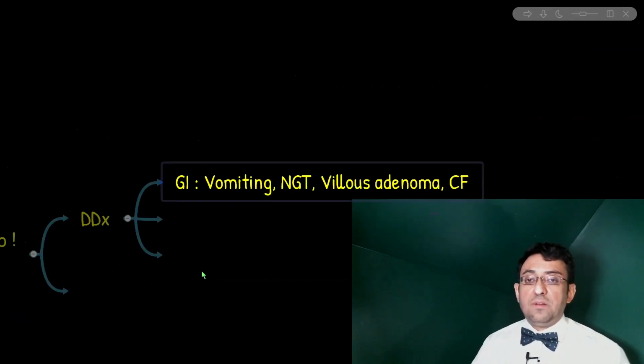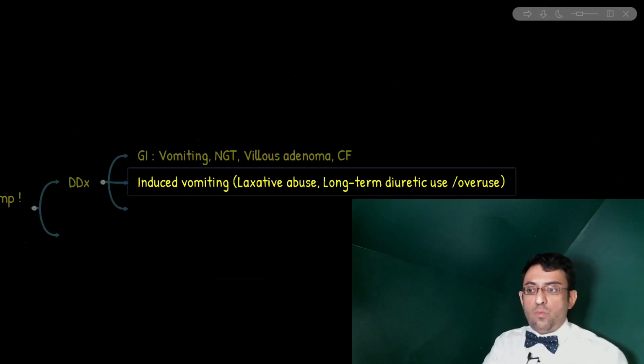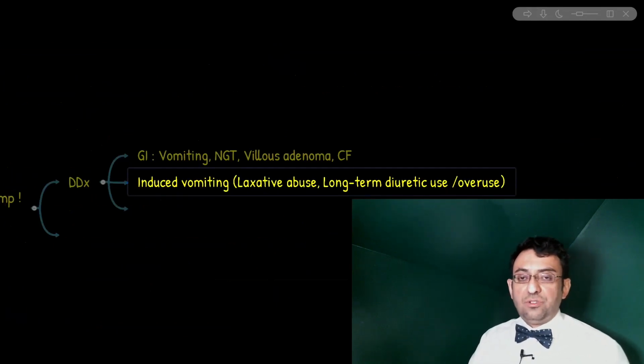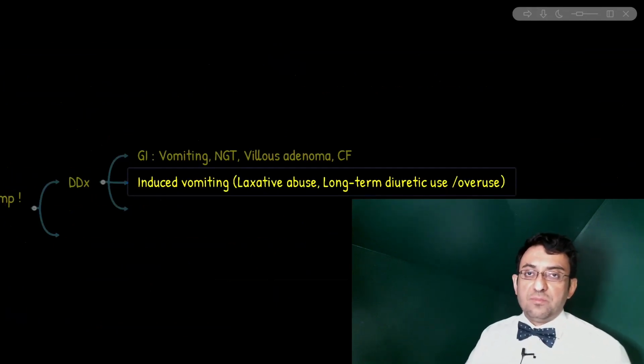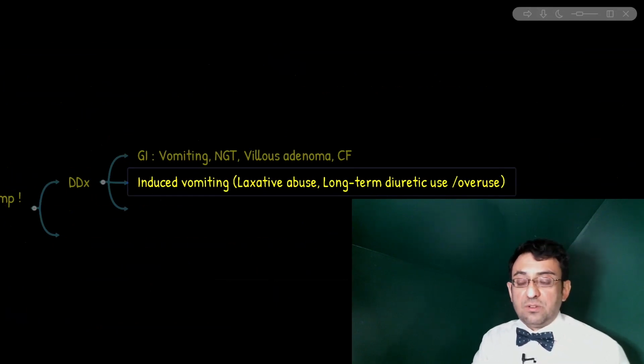Can you give an example of these GI causes of saline-responsive metabolic alkalosis? Think of upper GI fluid loss, including vomiting, NG tube suction, cystic fibrosis, and villous adenoma. Now, what psych disorders could be associated with saline-responsive metabolic alkalosis? Patients with bulimia or any patient who abuses laxatives. What other compound could be abused by patients suffering from eating disorders? Not only laxatives, but also diuretics.